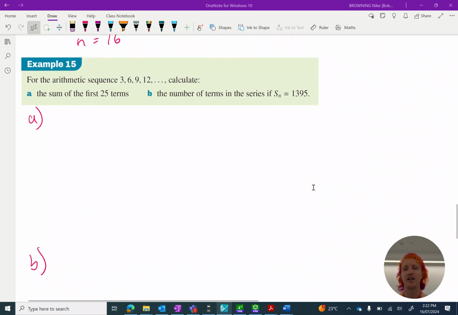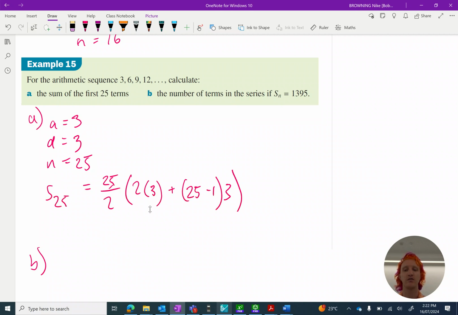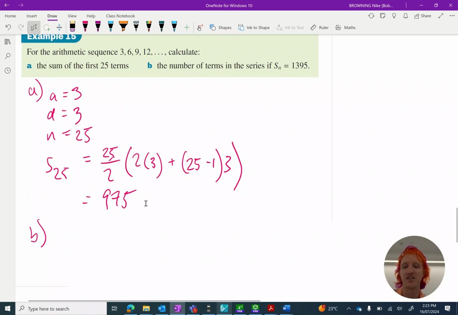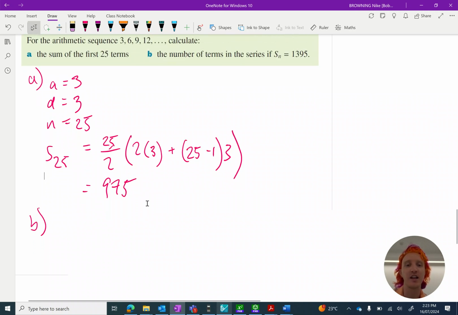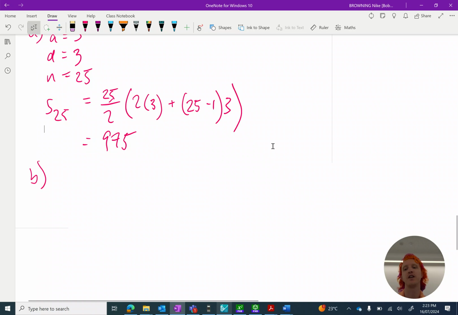Our next one has two parts. The last part is quite long. So first is the sum of the first 25 terms. We're given a is 3, the difference is 3, and n will obviously be 25. And so we just put that into our equation, and then we can solve with our calculator, because that is an absurd equation to do off the top of your head. The answer is 975. You can again confirm that with your calculator if you wish. The second part, S_n, so the series at n, is 1395.